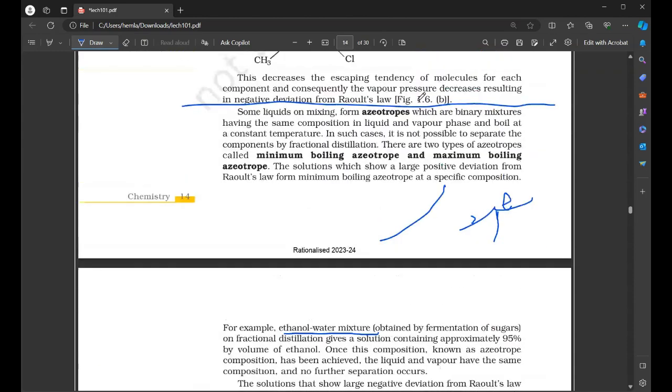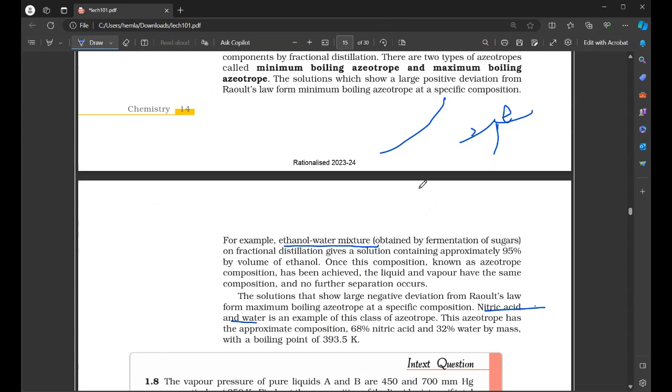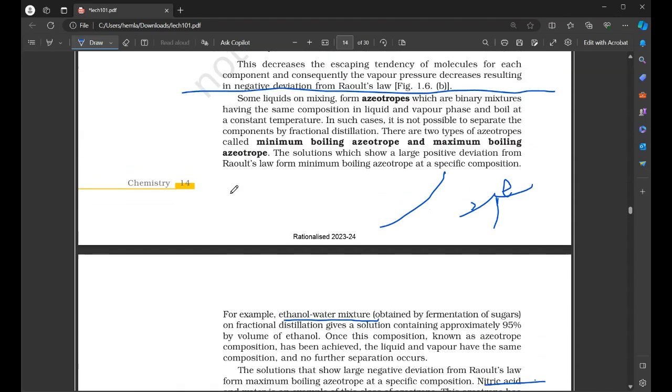So basically, this azeotrope part is important for, of course, 5 markers. They can ask, because in 5 markers there are sections like A, B, C parts, not the whole question is a 5 marker. So they can ask what is azeotrope, what is minimum boiling azeotrope, give one example. So it makes it a 3 marks question.